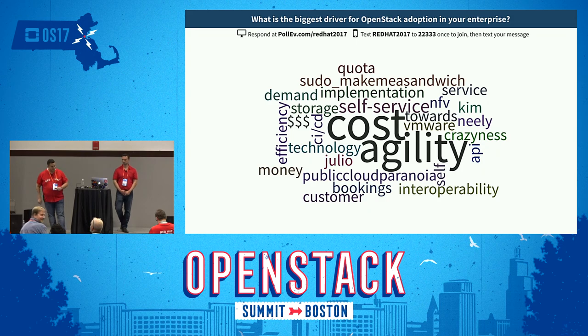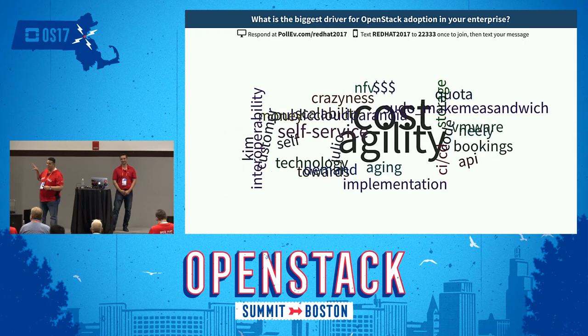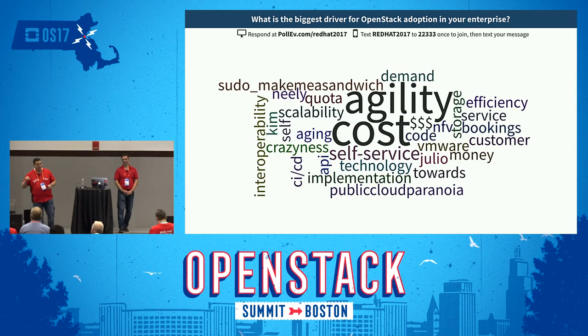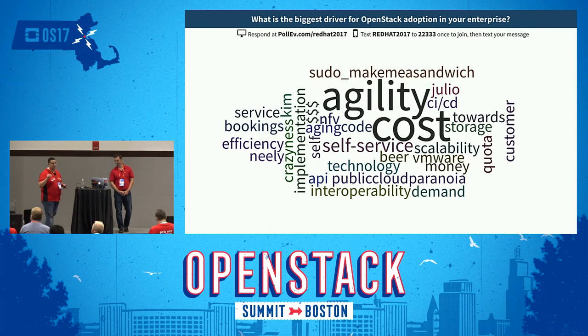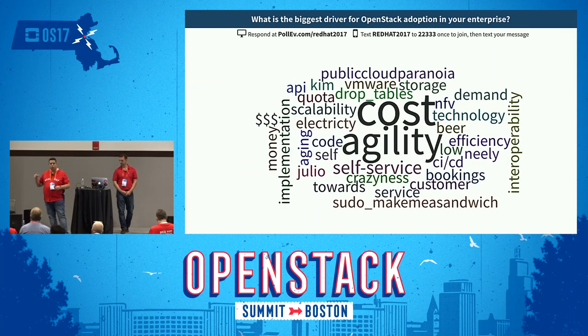So when we look at the ones that we're taking seriously: cost, agility, self-service. These are some of the biggest drivers for organizations adopting not OpenStack, but cloud, you know, as a service components.